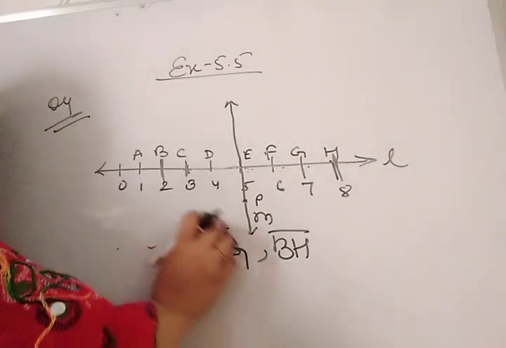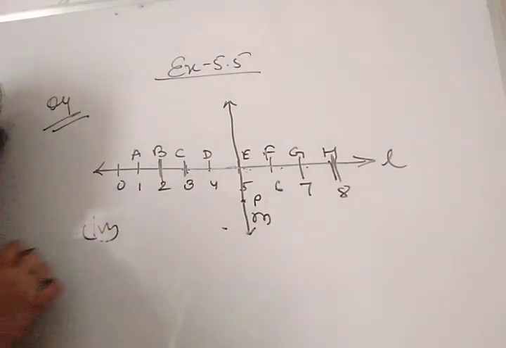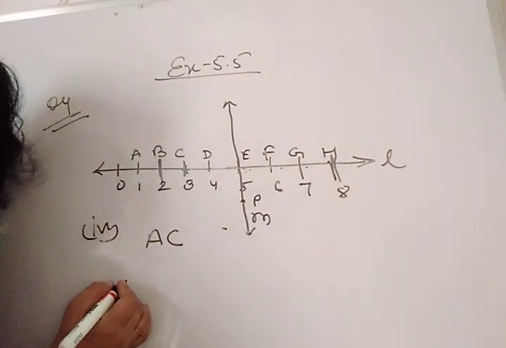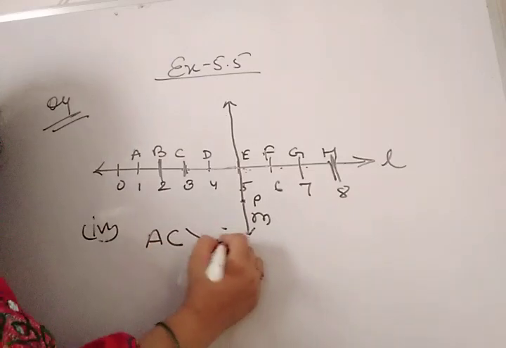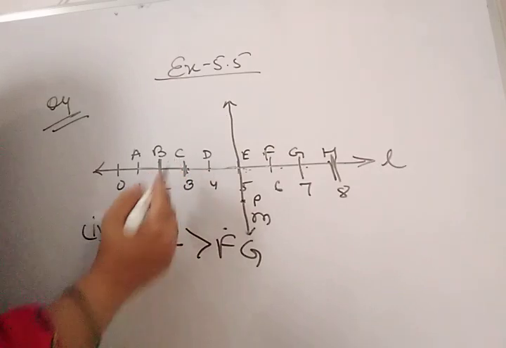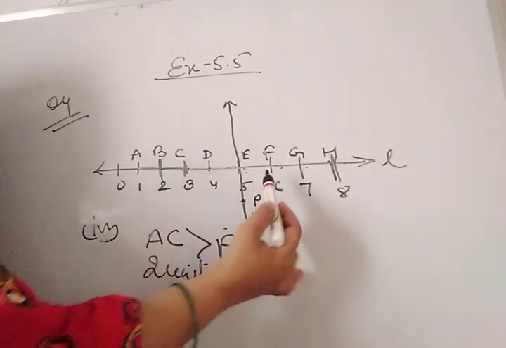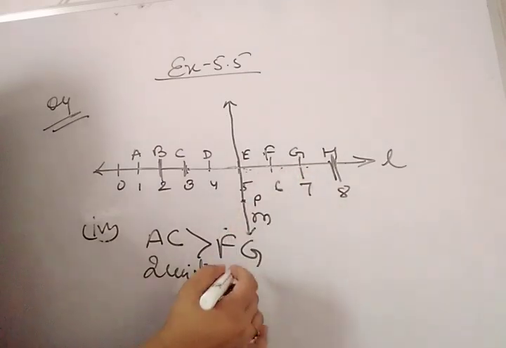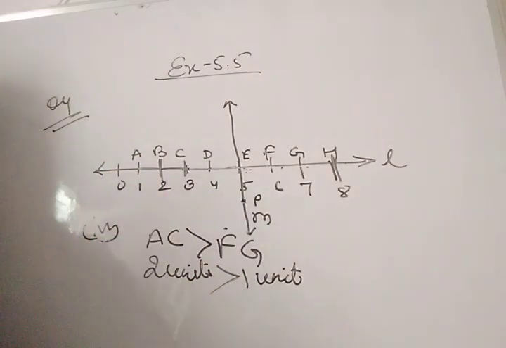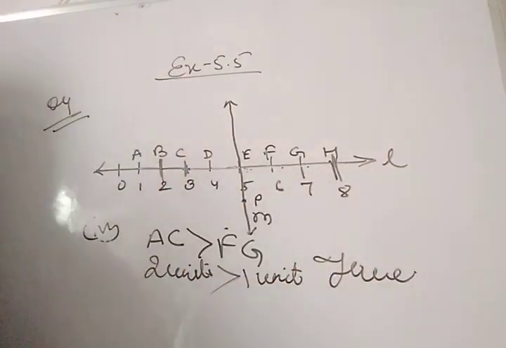Okay. Now come to the fourth part of this question. You have to find out whether it is true or false that AC is greater than FG. What is the length of AC? 2 units. And what is the length of FG? This is 1 unit. So yes, it is true that AC is greater than FG.